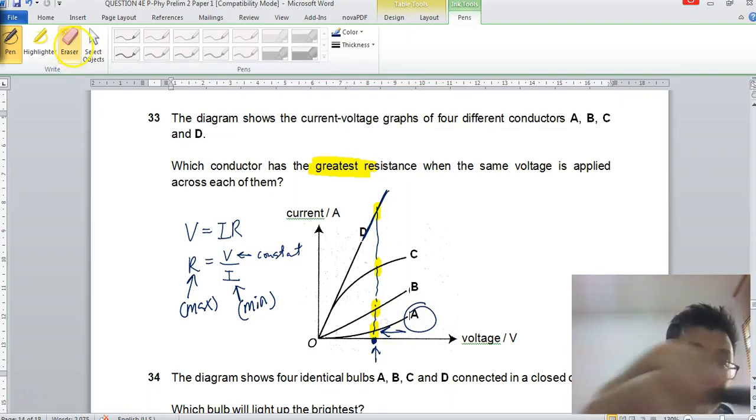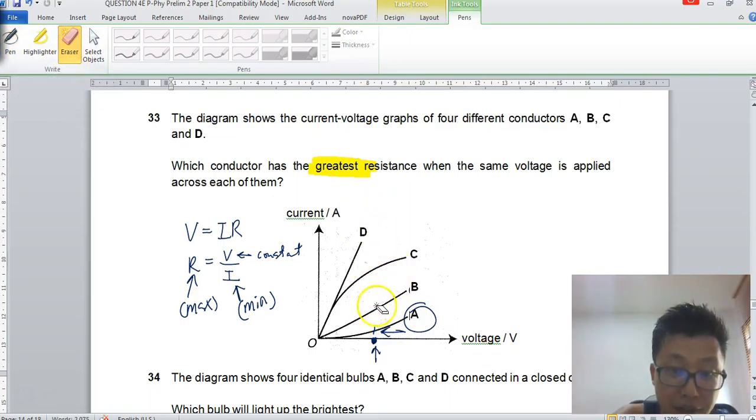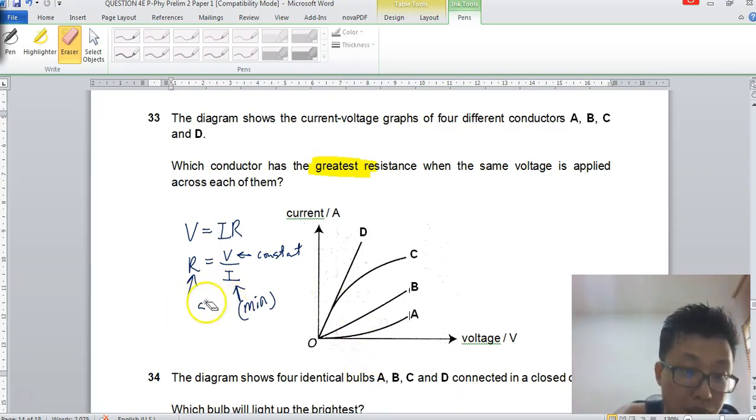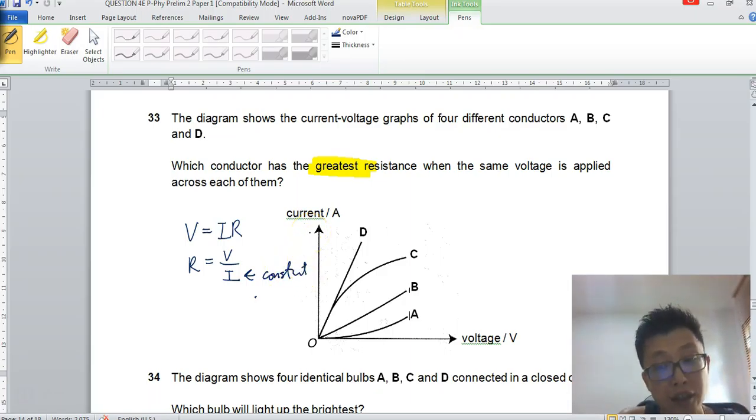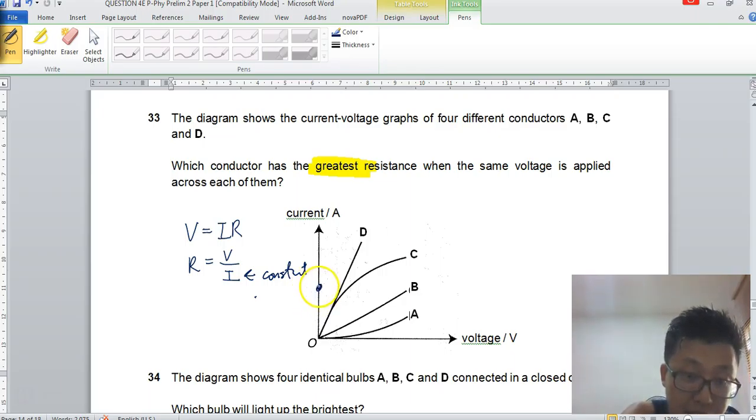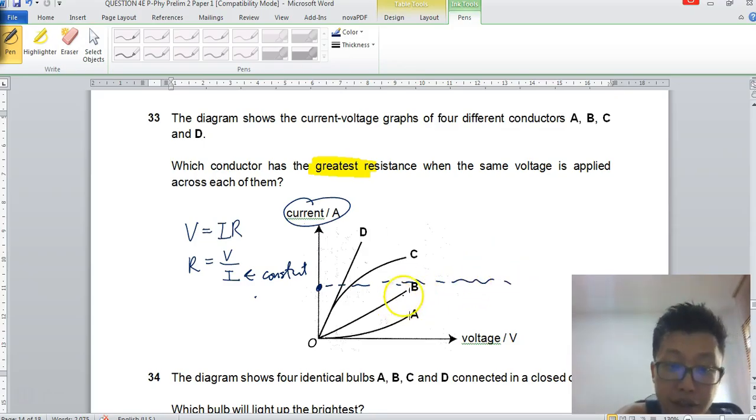Now, let's try another method. Let's see, I have everything the same. But now, for some reason, I do not want V to be constant. I decided to have I constant. So which axis must I fix my point on? Yes, it is going to be on my y-axis because the y-axis is my current. So I draw a line. Okay, if you see that some lines are not intersecting, just extend them. So this is my B. My A will be somewhere here. This is my A.